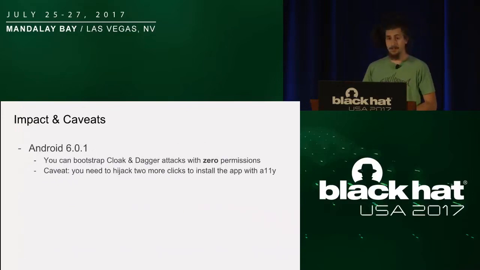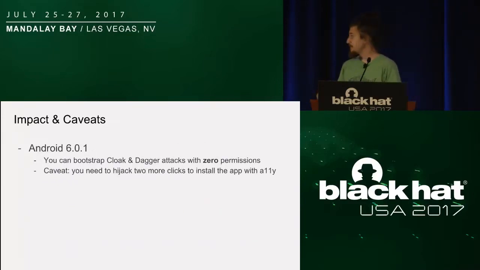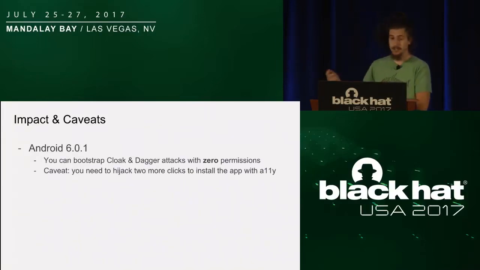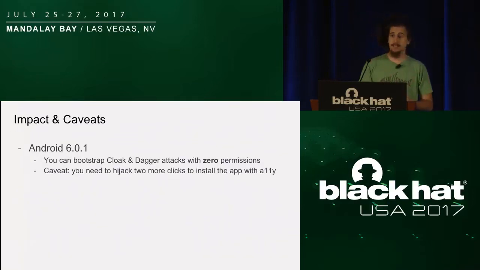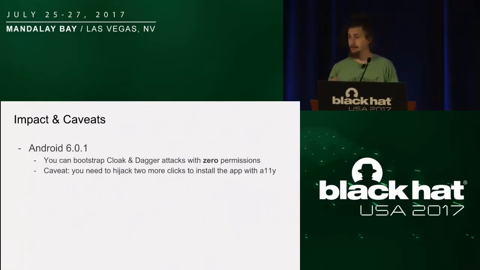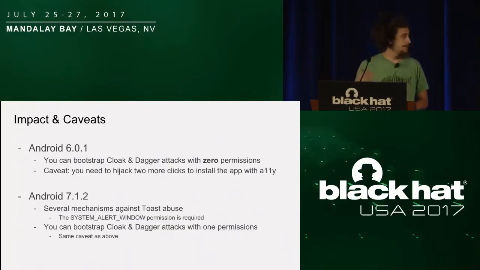Now, this works actually in Android 6, and so you can bootstrap these attacks with 0 permissions. The practicality issue is that you need to inject 2 more clicks to get the CBD service. But for the invisible grid attack, you don't need a CBD service. So out of the box, an application with 0 permission can read exactly where you're clicking. This actually was fixed in Android 7.